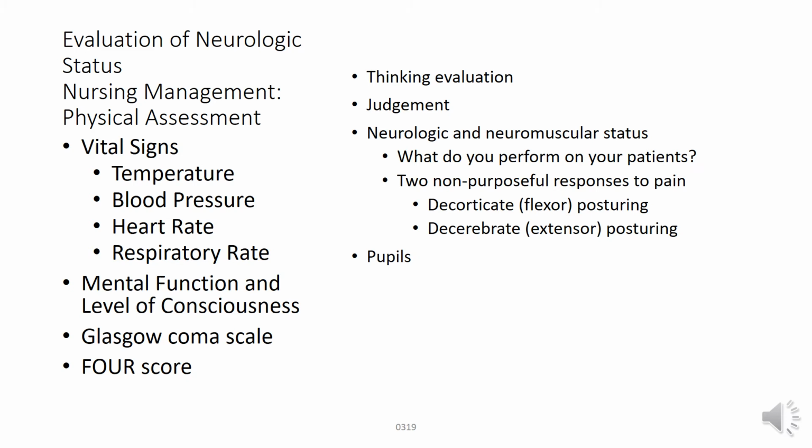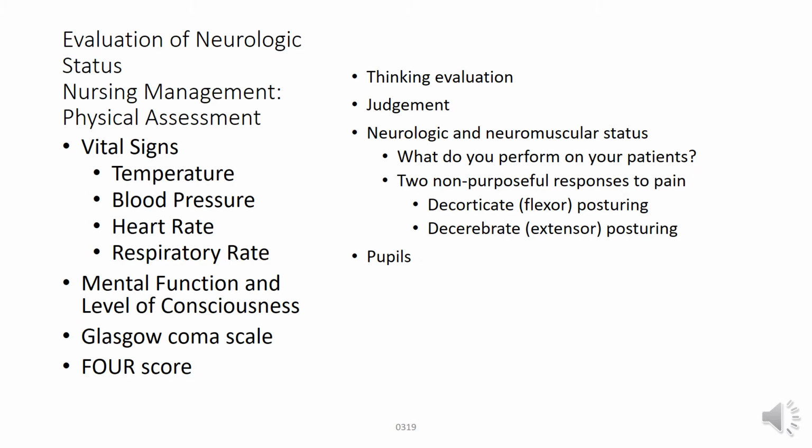So this is done with a couple of different tools. First off, we think of using the Glasgow Coma Scale. This evaluates your patient's level of consciousness by testing eye-opening, their best motor response, and their best verbal response. They can receive a total of 15 points. However, a score of 8 or less indicates a coma.